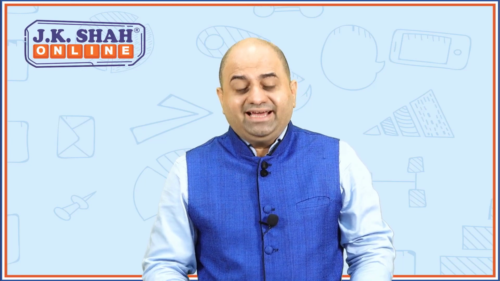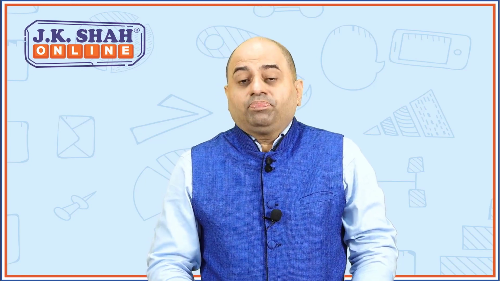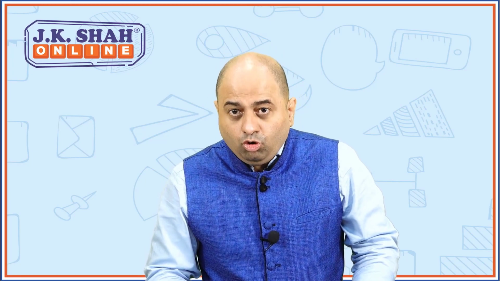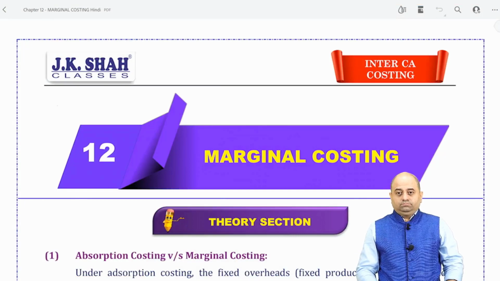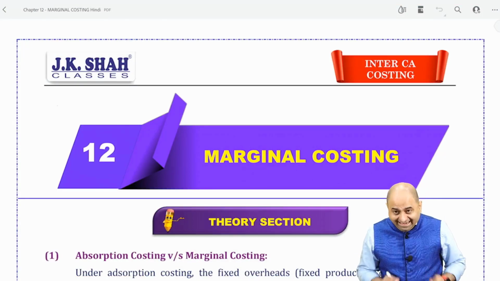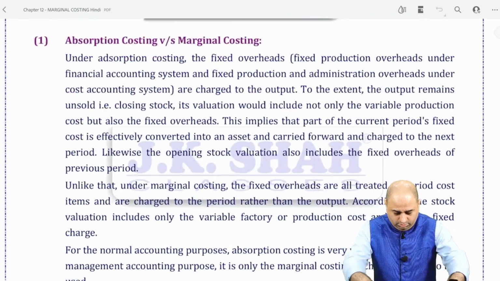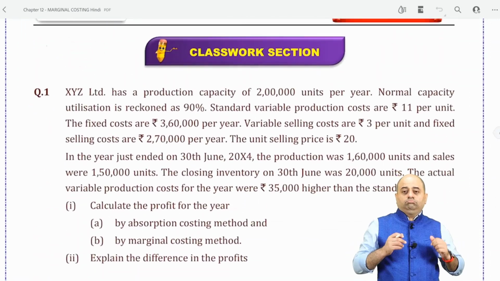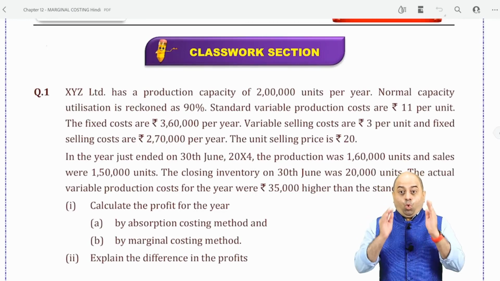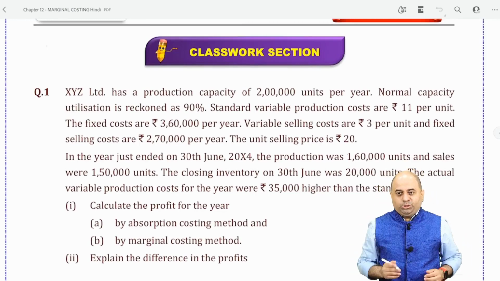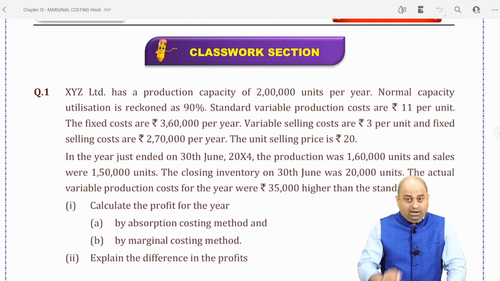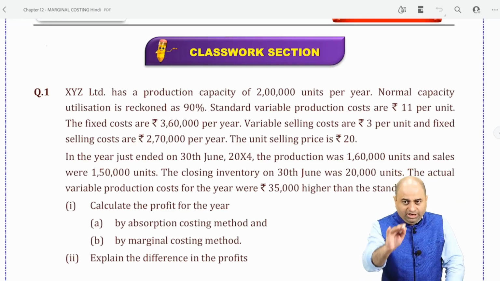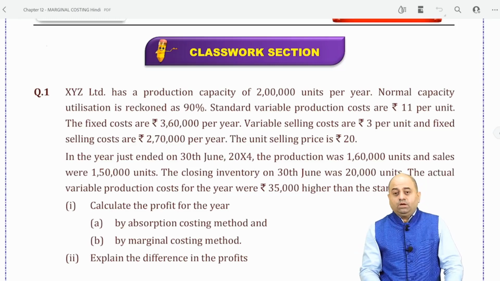Naturally, the first area is absorption versus marginal. For that, I need to go to the textbook. And here's the textbook. Now, I will directly take you to question 1. And I'll keep my discussion question based itself. Revision lecture, so we'll stick to this. When you solve this question, few points that you studied regarding absorption versus marginal, I'll repeat again. I am sticking only to the question based discussion.